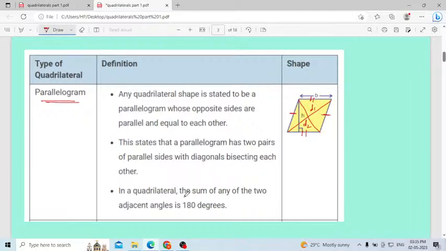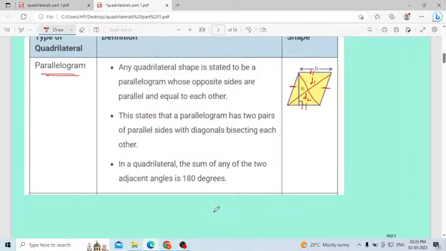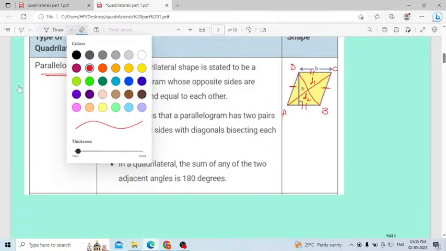In a parallelogram, the sum of any two adjacent angles is 180 degrees. What is meant by adjacent angle? Consider here, this is the line. Here the adjacent angles are, I will mark here, A, B, C, D. The adjacent angles lie on the same line. See here, these two, A, B. Otherwise, I will show here only. It will be easy for you. Adjacent angles lie on the same line.